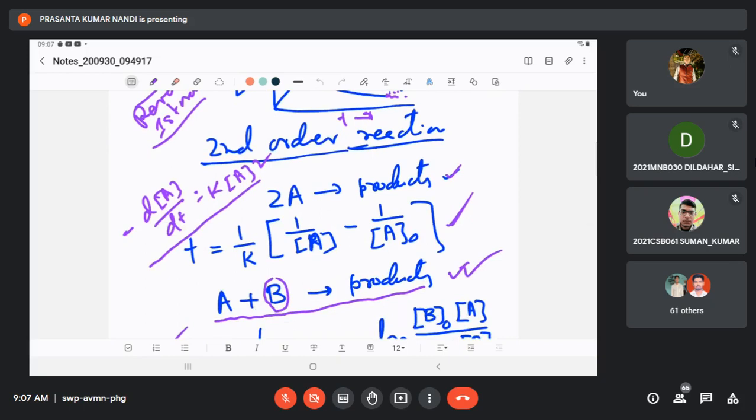Now the second order reactions of the type reactant A to products. Normally we express it in the differential rate form, that is minus dA/dt equal to k A squared. I think this is known to you. You are familiar with this.